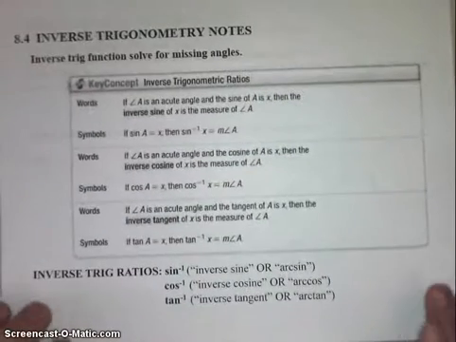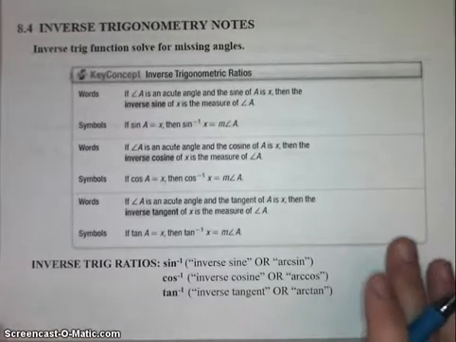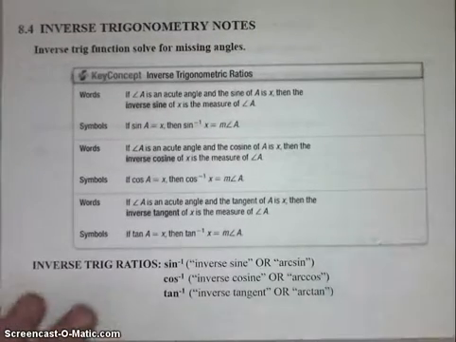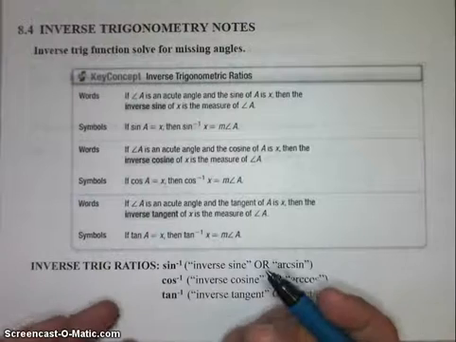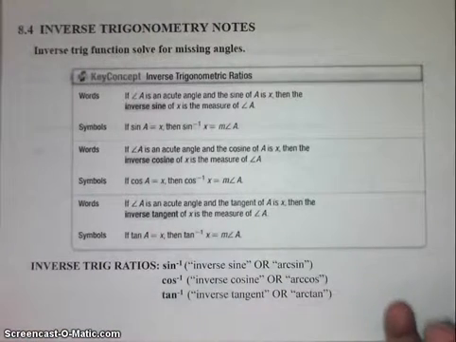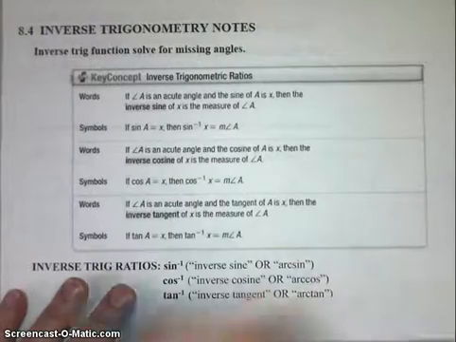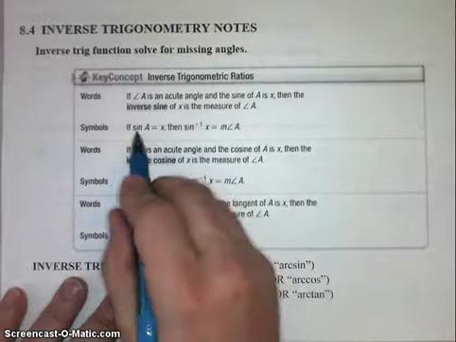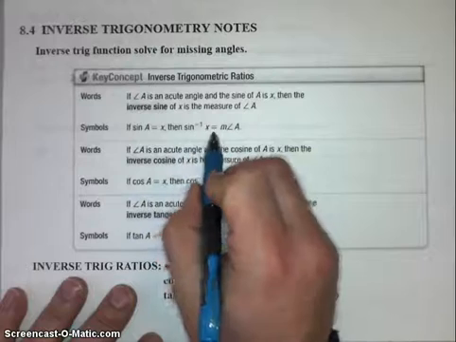All right, now to take a look at how to finally put this all together, there is one other side of this. And that's using what we call inverse trig functions. An inverse trig function is how you would cancel out one of our trig functions. So it's like saying the opposite trig function. The opposite of sine of angle A equals x is the inverse sine of x equals the measure of angle A.